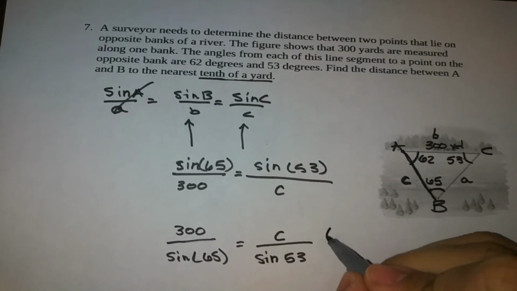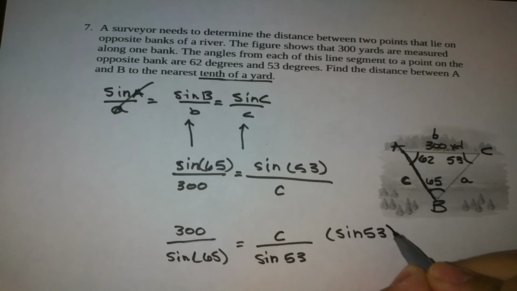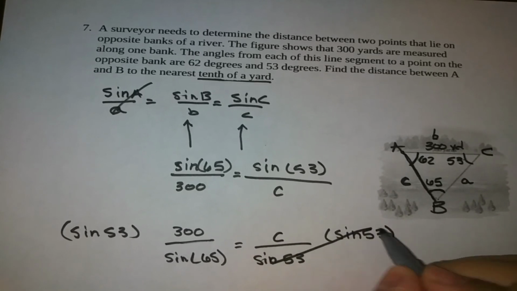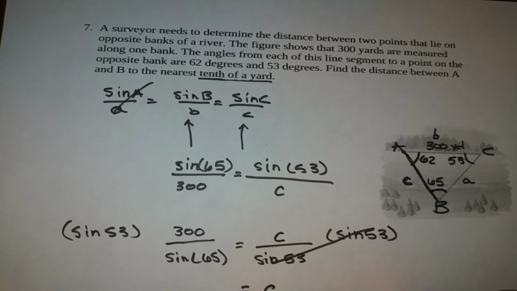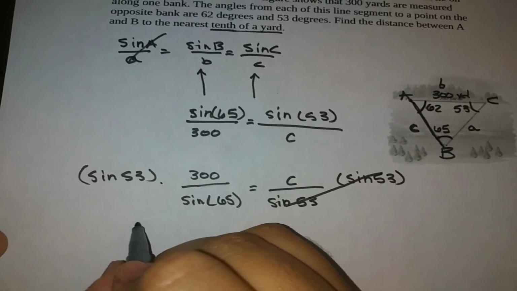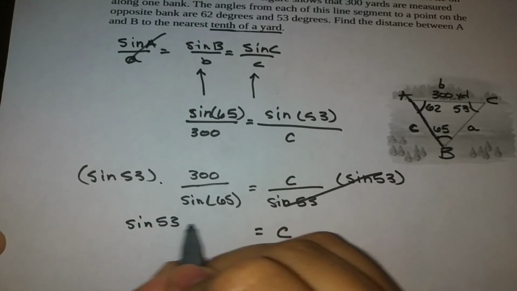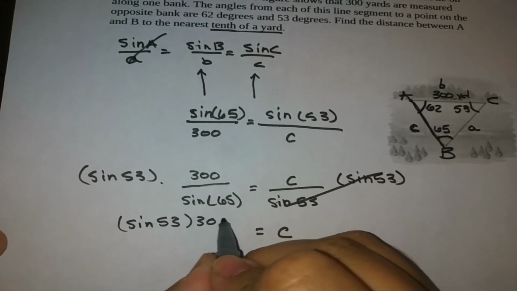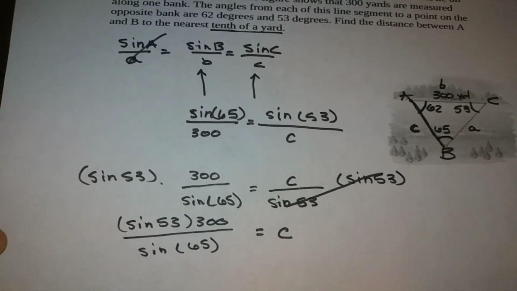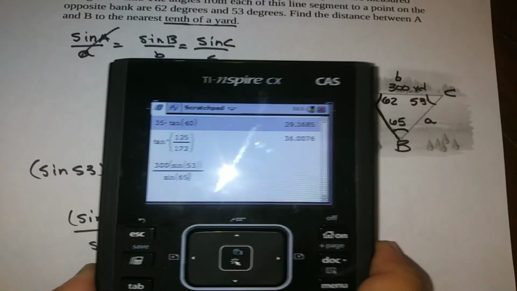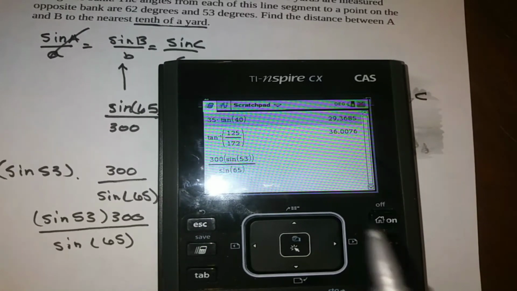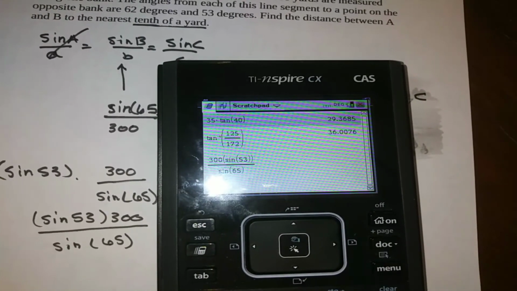Now all I need to do is multiply by sine of 53 on both sides. That will get rid of my denominator, so on the right hand side I'm just left with c. And on the left hand side I'm going to multiply sine of 53 times 300 divided by sine of 65. Once again, make sure that your calculator is in degree mode and just plug it in. 300 times sine of 53 over sine of 65.